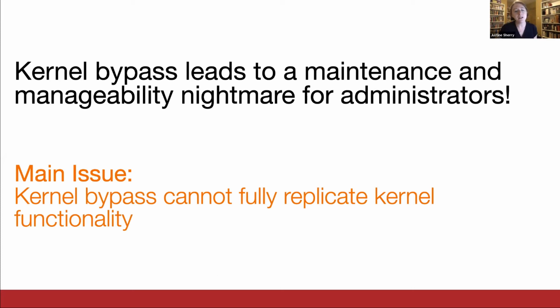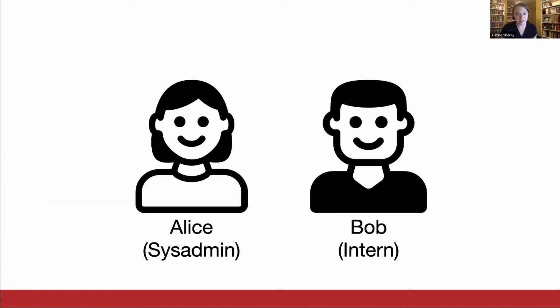So to understand the kind of functionality that can be replicated here and where our problems come from, let's look at an example with two friendly users. This is Alice. She's a sysadmin and she maintains a server. And this is Bob. He's her summer intern. I feel a little bad. My summer interns are really smart, but these examples are going to show Bob causing some problems for Alice. So let's note that Bob is not a Carnegie Mellon summer intern.